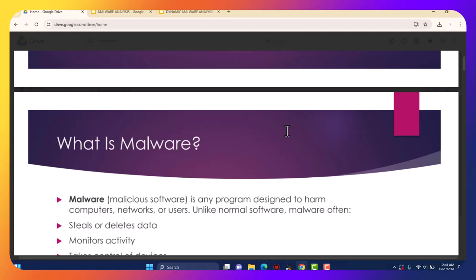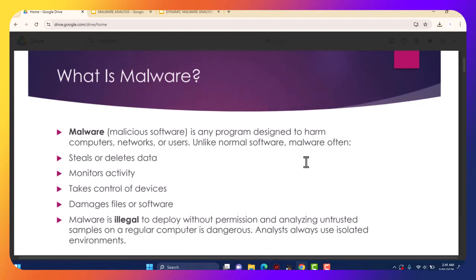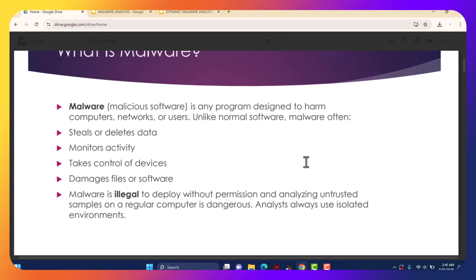Malware is malicious software that has the ability to cause damage or harm to our devices or to our systems. It can be used to steal or delete data. It can also be used to take control of devices. It can also be used to damage files or software. So in terms, you can say they are illegal software. Are we following?